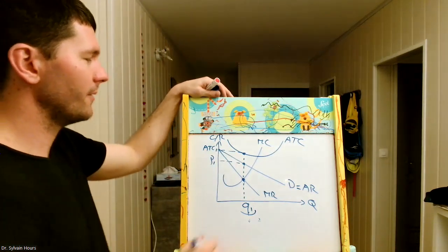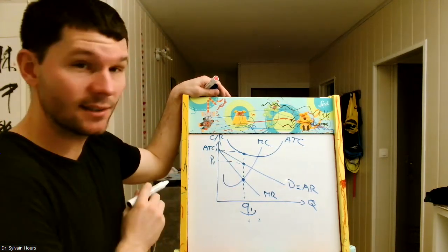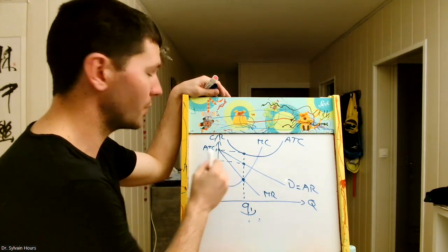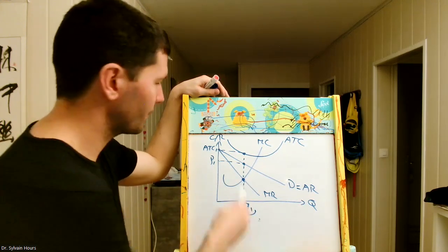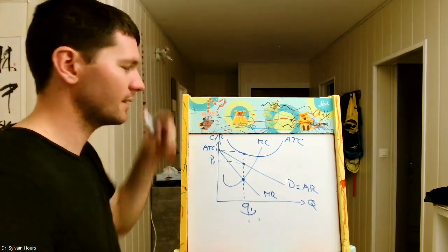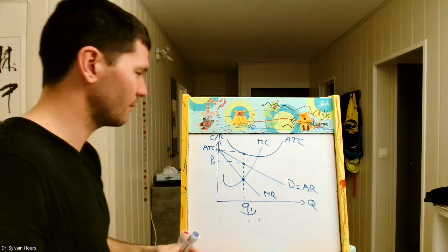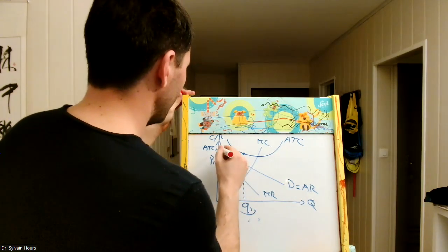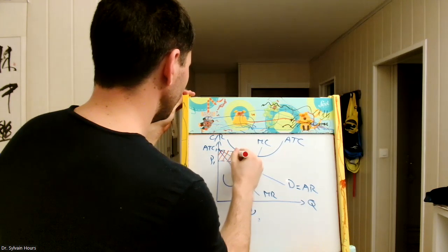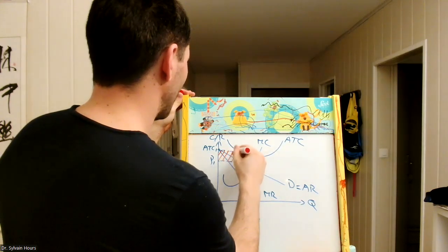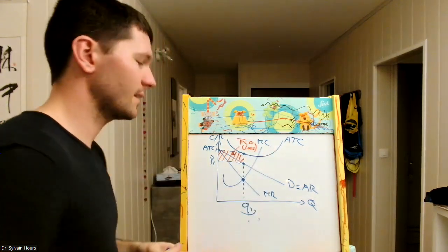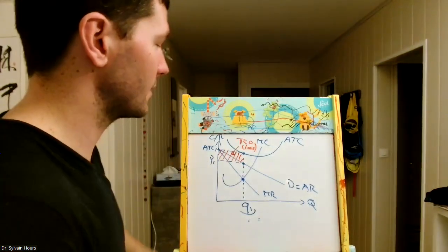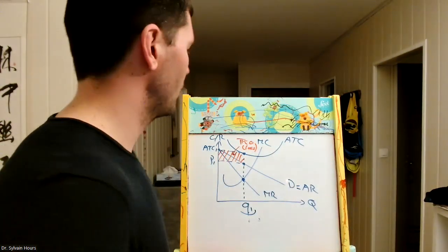So now the profit is the price minus the ATC, but you see that the average cost is greater than the price. So this gap is in fact a per unit loss. Okay, the gap between P1 and ATC1 is how much money is lost by the firm every time it produces a unit. And so this rectangle is not a profit, it's a negative profit, it's a loss. That's the subnormal profit that the monopolist receives.